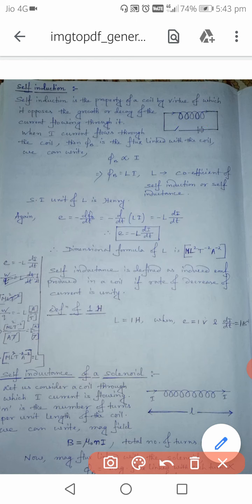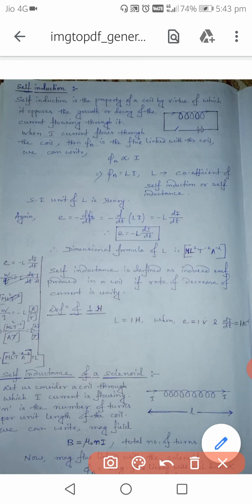Now we know that the induced EMF which is produced will oppose the development of current in the circuit, right? Because we know the nature of induced EMF by Lenz's law. The nature of induced EMF is such that it opposes the main cause of induction. So here what is the main cause of induction? Development of current in the circuit. So the induced EMF which will be produced will oppose the development of current in the circuit.